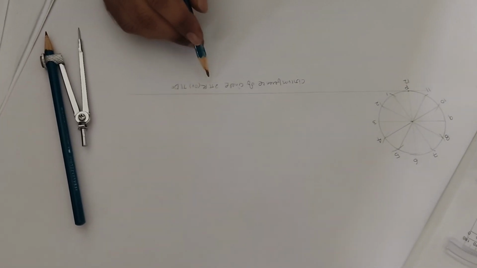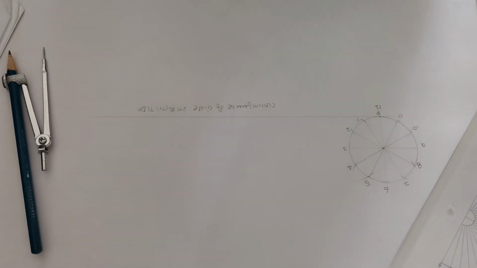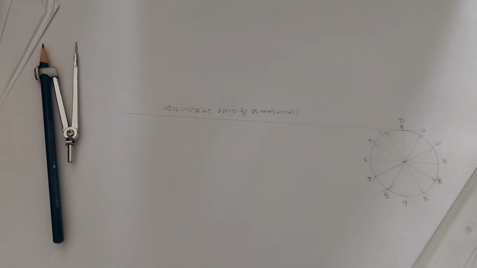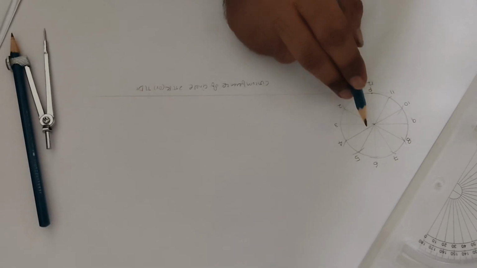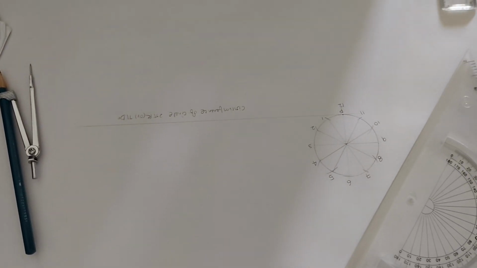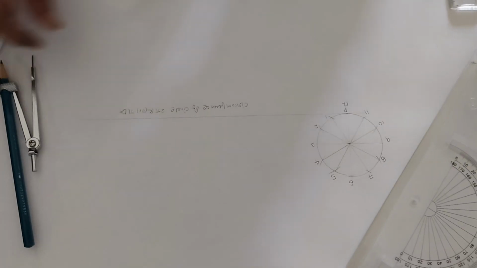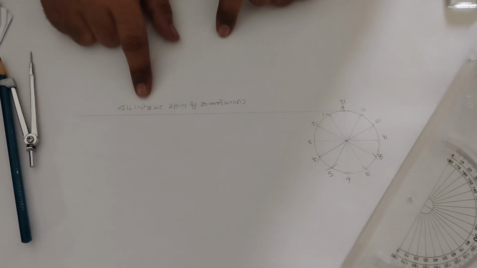So how can you calculate it? 2 into pi into r. What is the radius of the circle? The radius of the circle is 25 mm. So we get the value as 157.07. ఎంత వస్తుంది? If we calculate by 2 pi r, 157 వస్తుంది.